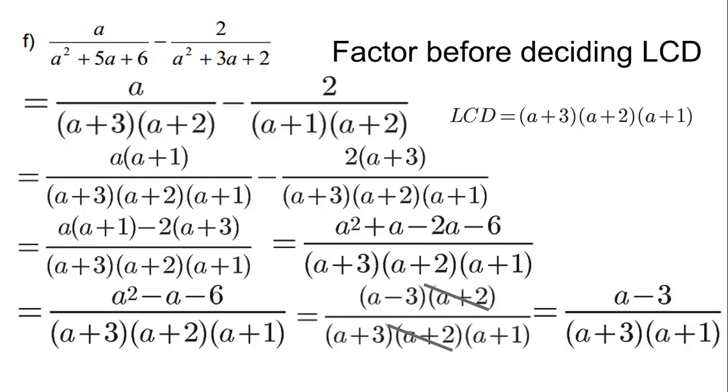And then that's done. You can't cancel out a minus 3 with a plus 3. And so you state your restrictions. A cannot equal -3, -1, and -2. That really just comes from the lowest common denominator. It's the restriction. So you could say that the lowest common denominator gives you restrictions.